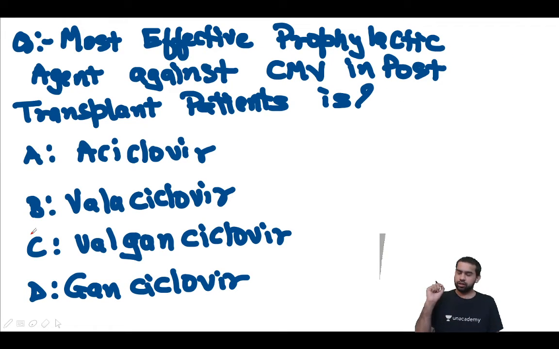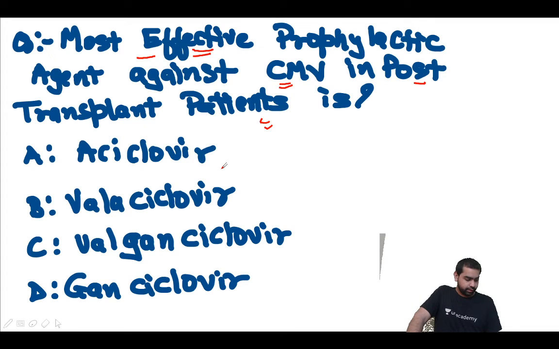This is a very, very important question again. The most effective prophylactic agent against cytomegalovirus in post-transplant patients is, I'm asking most effective. If there is a maximum risk of cytomegalovirus infection in post-transplant patients, we give them chemoprophylaxis. We put them on certain drugs which are continued for a prolonged period of time so that they don't develop this infection. It is a preventive measure. Which of these drugs is most effective in preventing cytomegalovirus infection? Acyclovir, valacyclovir, valganciclovir, or ganciclovir? What is the answer, guys?